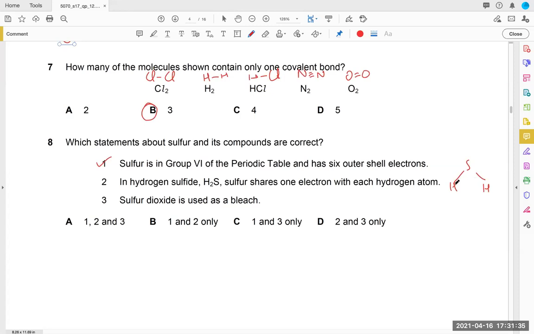So sulfur has shared 1 electron with each hydrogen atom, लेकिन बात यह है कि 1 electron अकेला नहीं उसने share किया. एक इलेक्ट्रॉन उसके पास हाइड्रोजन ने भी किया. सो सल्फर का सिर्फ एक होगा और बाकी दूसरे का होगा. तो दिस इज ट्रू. सल्फर डाइऑक्साइड इज यूज्ड एज अ ब्लीच. दैट इज ट्रू. सल्फर डाइऑक्साइड इज यूज्ड एज ब्लीच फॉर वुड पल्प व्हेन यूज्ड इन पेपर इंडस्ट्री. सो बिकॉज ऑल 3 आर फैक्ट्स, ऑल 3 आर ट्रू. ए हमारा आंसर होगा.